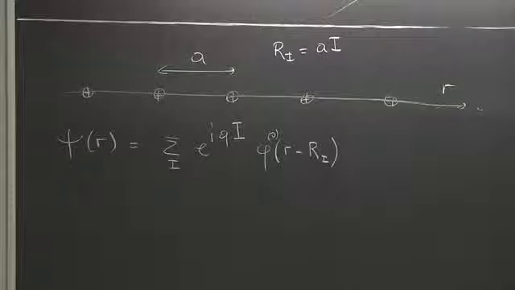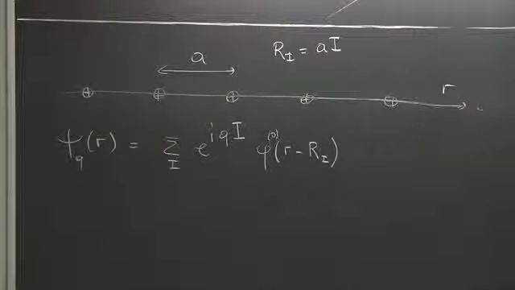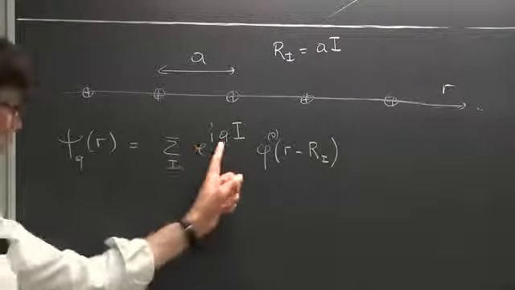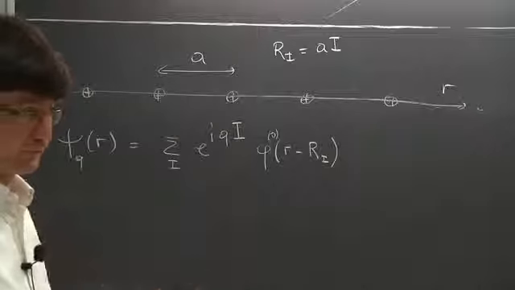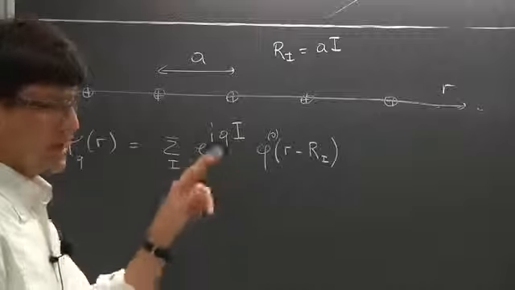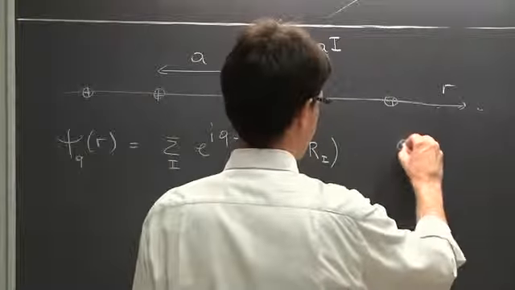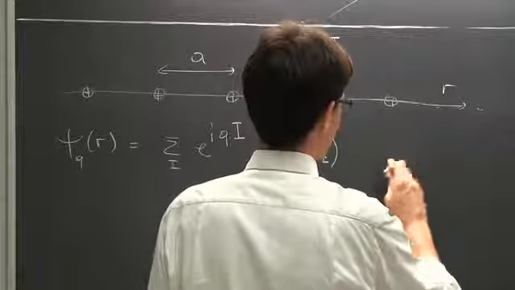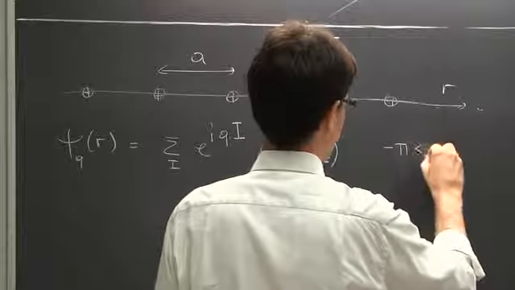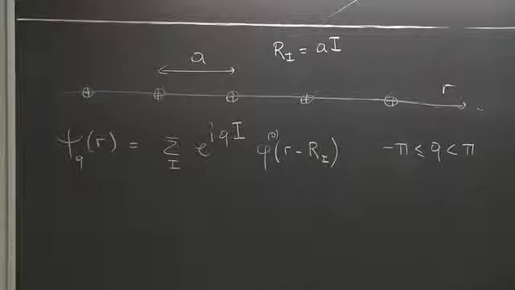This is the solution that we determined. Actually, let me put explicitly here a label to identify that this is the solution with quantum number q. We said that there are infinitely many solutions which are labeled by this number q. q is a real number. And in fact, we said we can restrict q to be between minus pi and pi without losing anything.